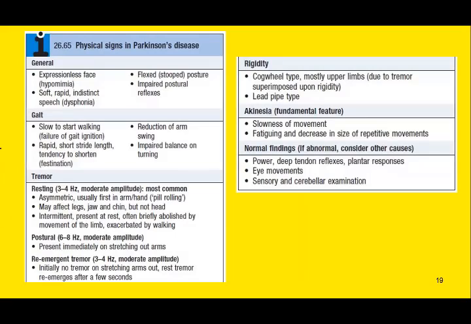And these are the classical signs. I will highlight the important signs for you. The first important sign is rigidity, which includes both the cogwheel rigidity and the lead pipe rigidity. We have discussed both the types, cogwheel and lead pipe. If there is continuous resistance to flexion, this is lead pipe, and if there is resistance at multiple points, multiple junctions during passive flexion, this is cogwheel.